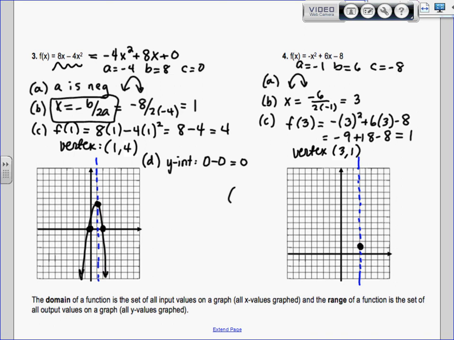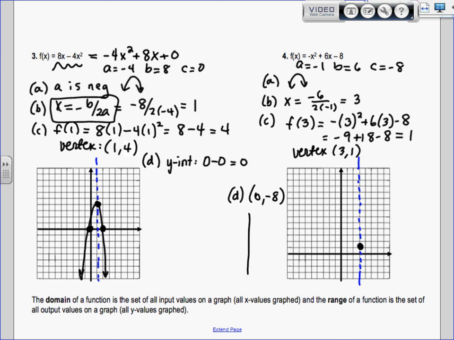All right, and then for part D, I want to find my y-intercept. In this case, if I plug in 0 for x, I get -8. So (0, -8). And it runs off the graph. So you can do little tick marks to go all the way down to 8 if you want. Or you could just choose another point.